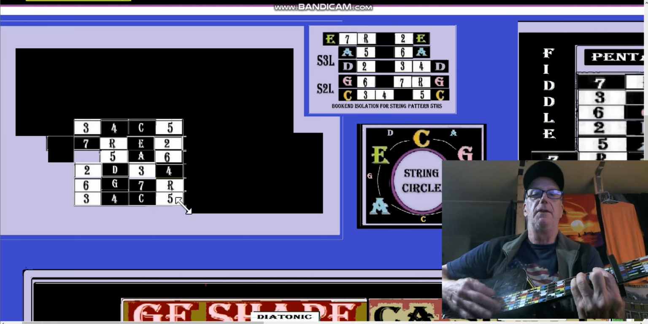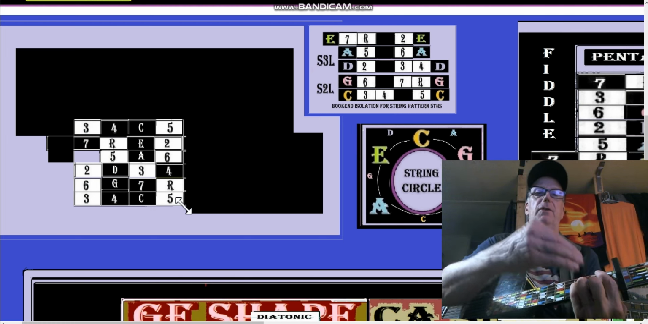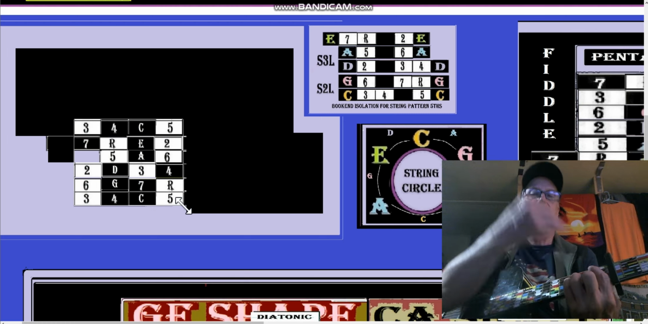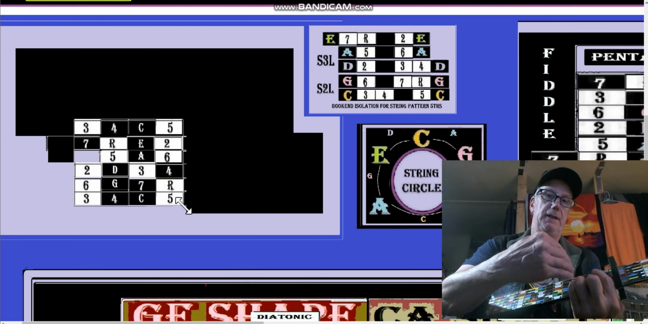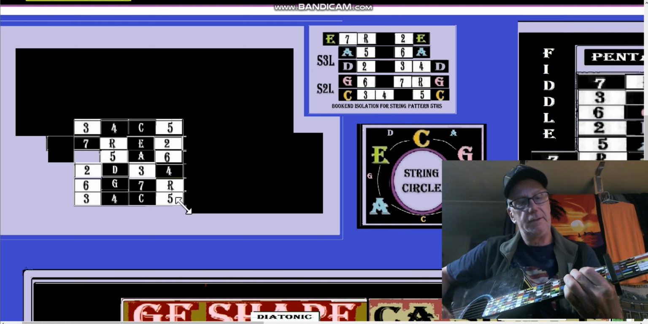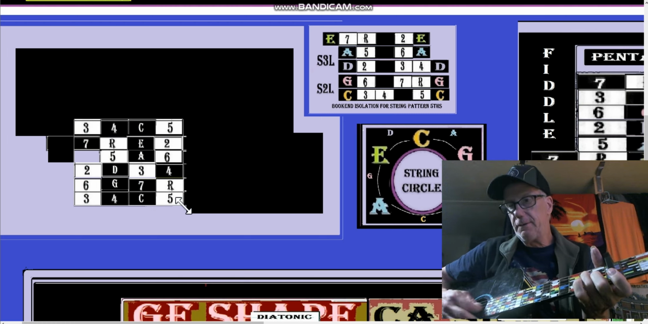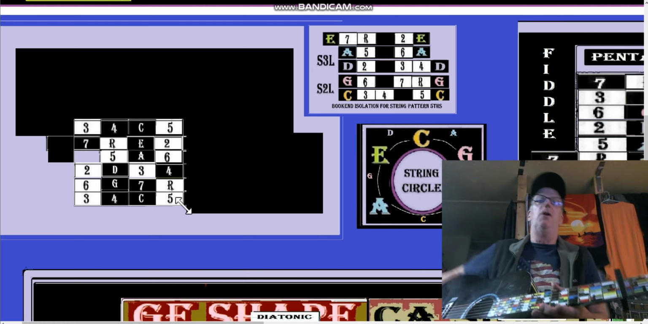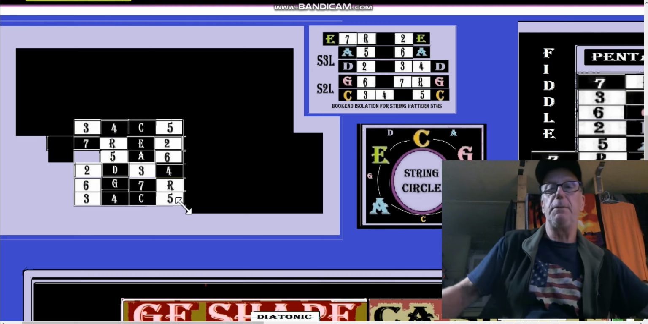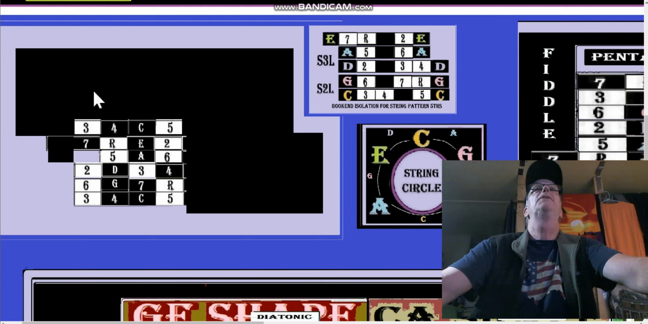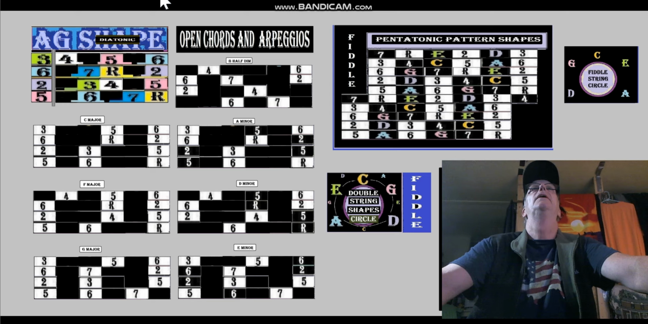The point is, these are the modes, and these are the reference shapes for the open C mode, for the C box. And then G would be here, A minor. Okay, so these are the reference shapes. Also on the fiddle, there's going to be reference shapes. That's where I'm at with it. Okay, so let's see what's going on with the chart that we're looking at.